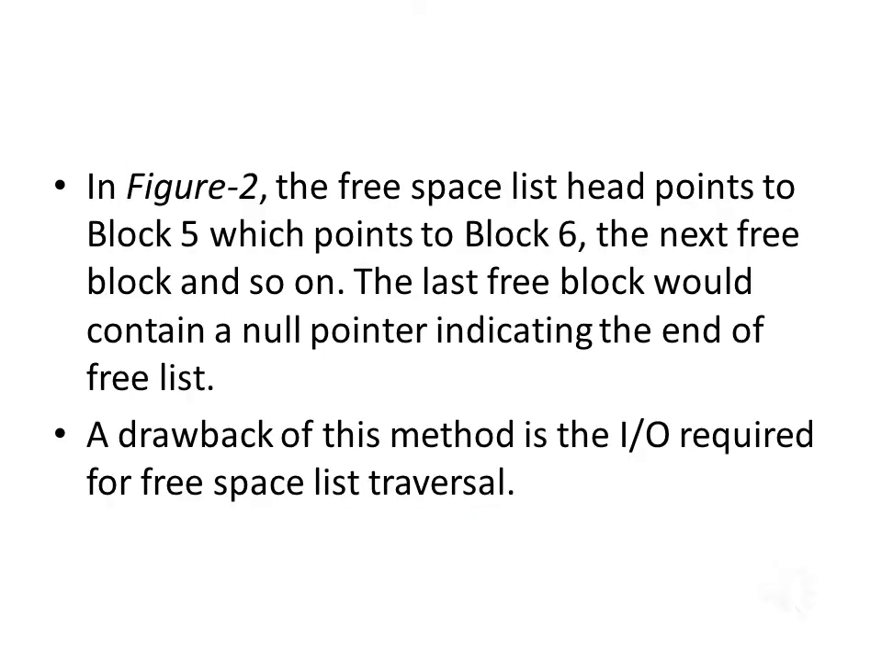In the previous figure, that is figure 2, the free space list points to block 5, which points to block 6, the next free block, and so on. The last free block contains a null pointer indicating the end of the free list. A drawback of this method is the input output required for free space list traversal. As we know, traversal is the visiting of each and every block in the disk.